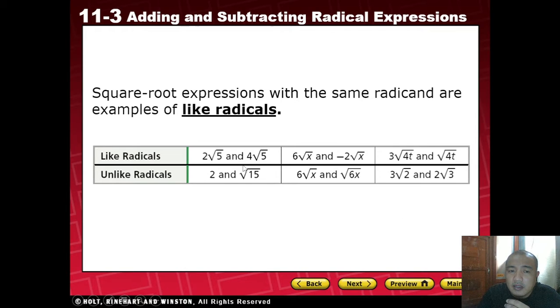So we have here like radicals: 2 square root of 5 and 4 square root of 5, 6 square root of x and negative 2 square root of x, 3 square root of 40 and square root of 40. Since they have the same radicand as well as the same index, they are what we call like radicals. Unlike radicals: 2 and square root of 15, 6 square root of x and square root of 6x, 3 square root of 2 and 2 square root of 3. They have different radicands, although the same index, so they are unlike radicals.